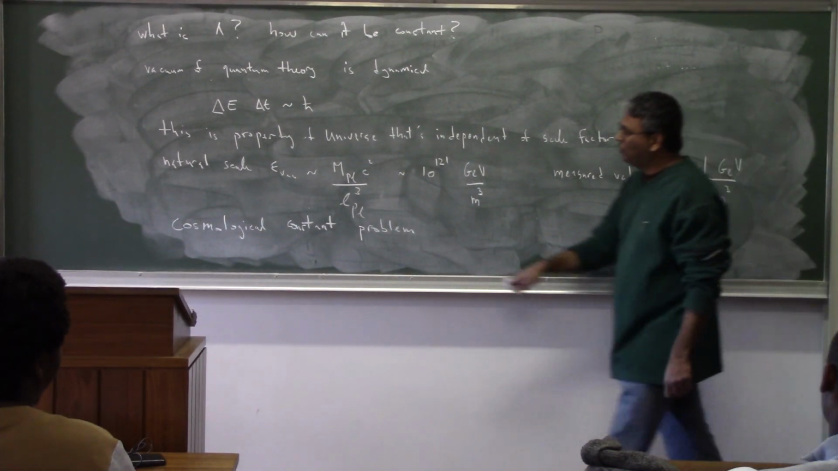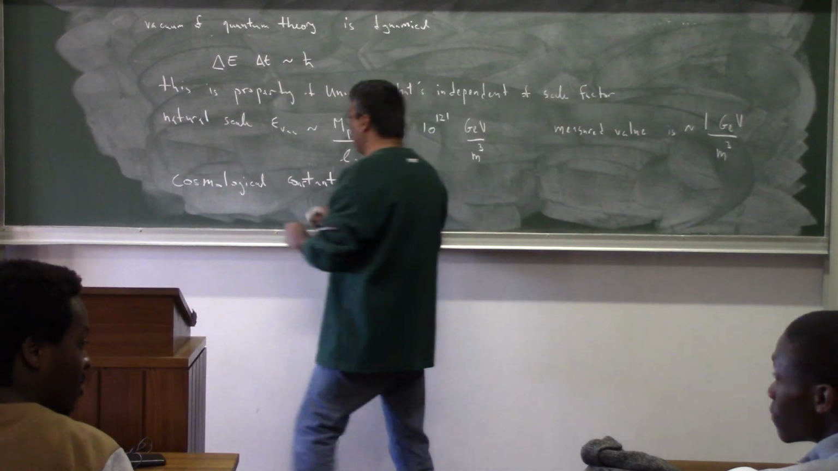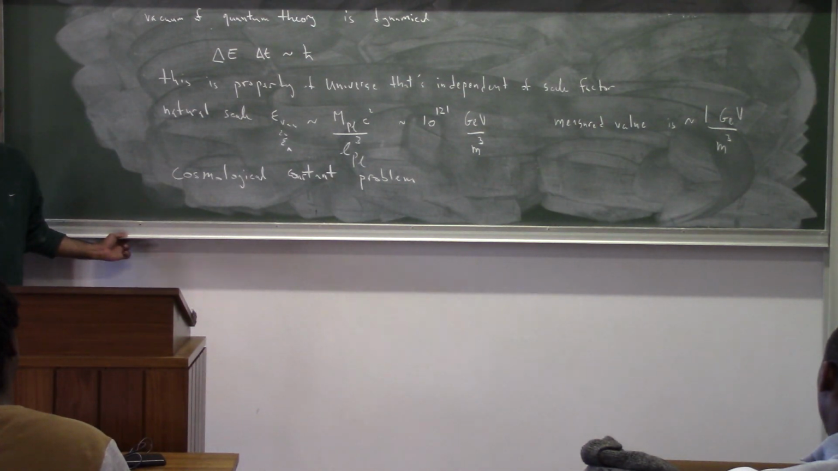Sorry, what is the natural scale? Natural scale is epsilon vacuum, E vacuum. Okay. So this is epsilon lambda.